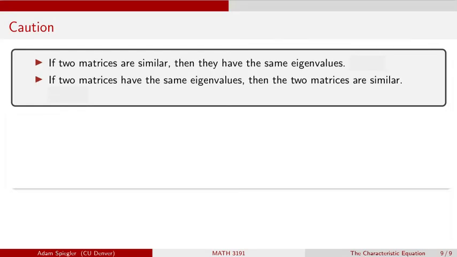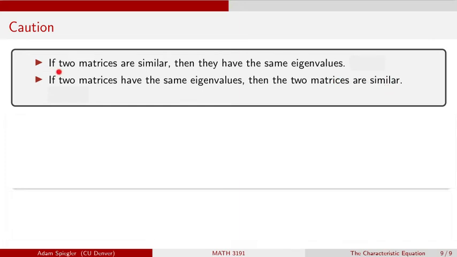So let's consider two statements before we end this video. The first is saying if two matrices are similar, then they have the same eigenvalues. And the second statement is switching the order of these conditions, which is now saying if two matrices have the same eigenvalues, then the two matrices are similar.